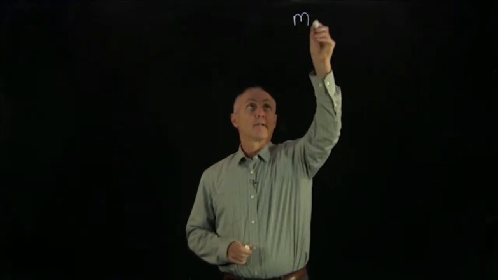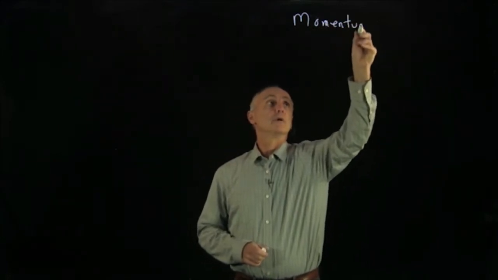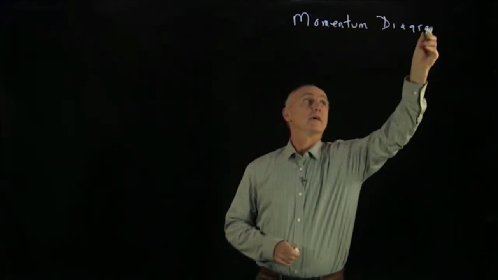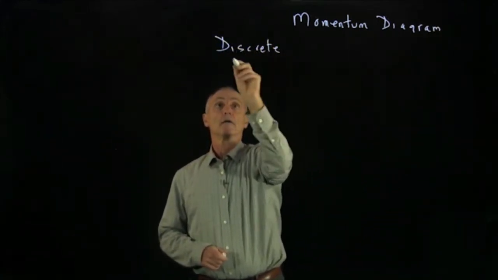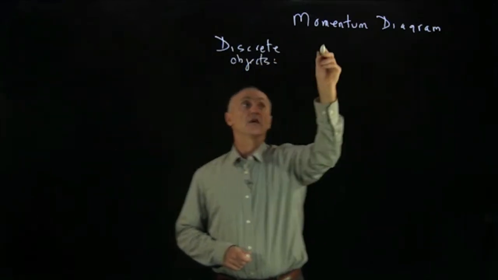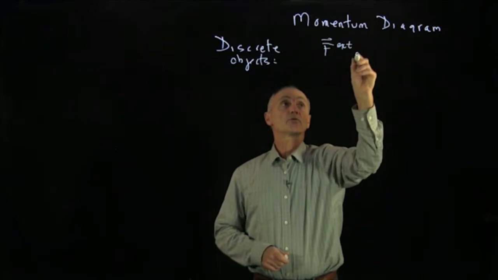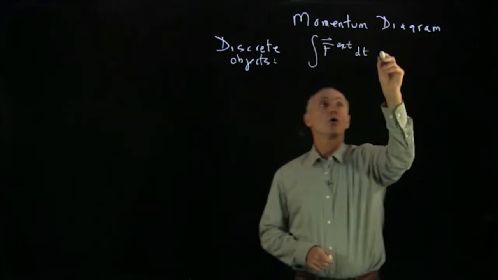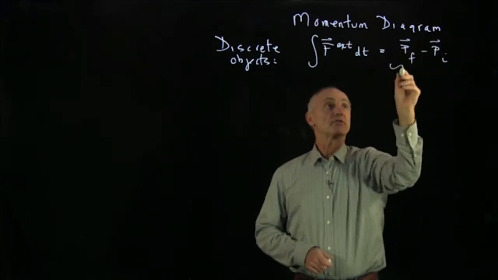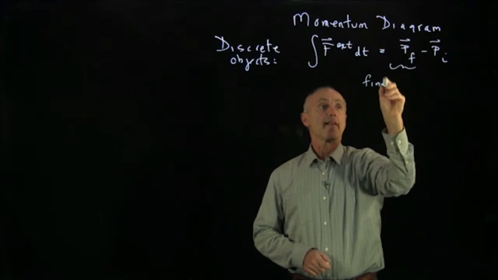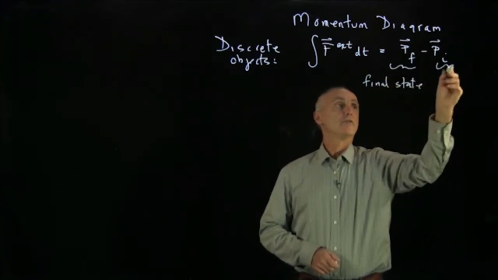We would like to now introduce a new methodological tool for analyzing problems that involve momentum transfers, and we call that tool momentum diagrams. Now, what we'd like to do is look at our fundamental idea, which was for discrete objects involved in a collision. We have that the external force integrated with respect to time, the impulse, is equal to the change in momentum between two different states. So this is the momentum of the final state, and this is the momentum of the initial state.